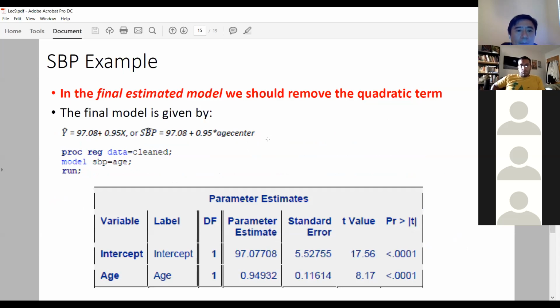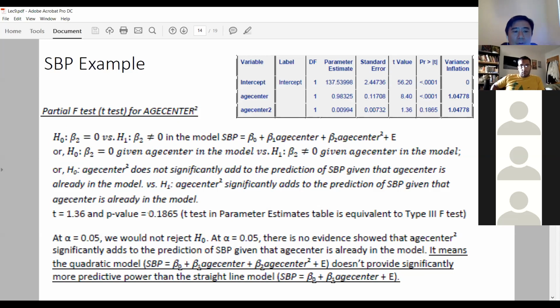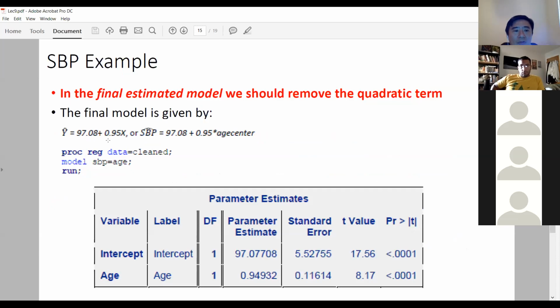Then it really depends on whether you reject the null hypothesis for the higher order terms. If you fail to reject the null hypothesis, you should just use the linear terms, like in this example. But if you reject the null hypothesis, you should include both the linear and quadratic terms in your final model. In this example, because we failed to reject the null hypothesis with a p-value of 0.19, you should not include the quadratic terms.